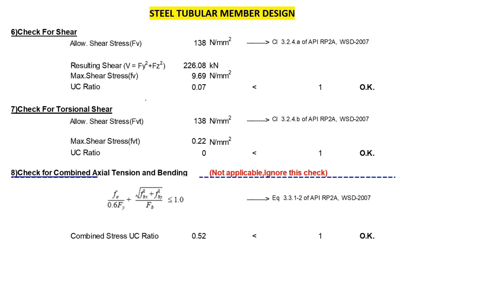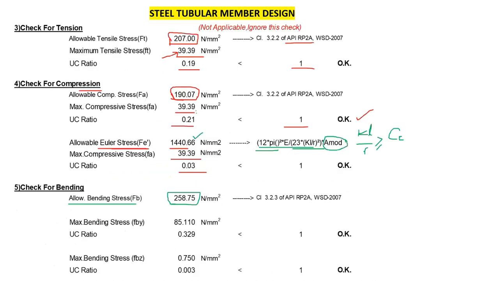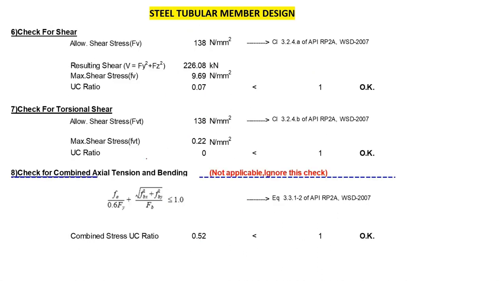So with this we can calculate the bending stress also. Then the maximum bending stress, this actual bending stress we can calculate as M by Z value. Then UC ratio we can calculate, actual divided by allowable. If this is less than 1, it's okay. This is FBY bending, this is FBZ bending. There are two bendings, so both we can check.